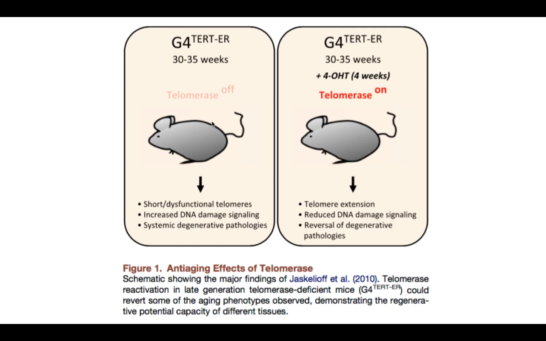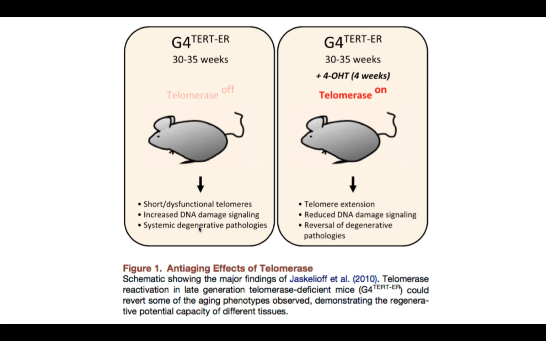There was a line of mice engineered that had a way of selectively turning off the telomerase of these mice. And so for several generations, they kept the telomerase off, even during embryonic development. And so by the third or so generation, mice were being born that had short telomeres, and within just a few weeks, 30 to 35 weeks or so, they were already showing symptoms of aging: short, dysfunctional telomeres, increased DNA damage signaling, systemic degenerative pathologies, that's the tissue degradation. So they were starting to show these premature aging effects because of the small telomeres.